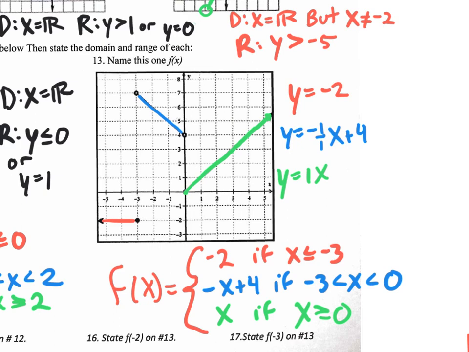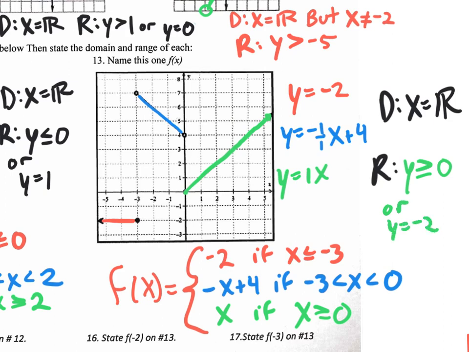What would the domain be? Does it go to the left and to the right forever? Yes, so the domain, x equals all real numbers. There are no gaps. How about the range? Does it go up and down forever? It goes up forever because of the green one, but it doesn't go down forever. So it kind of starts here and goes up, right? So how do we represent that in terms of y? Starts there and goes up. Greater than or equal to 0. But we also have this extra y value down here. Or y equals -2.